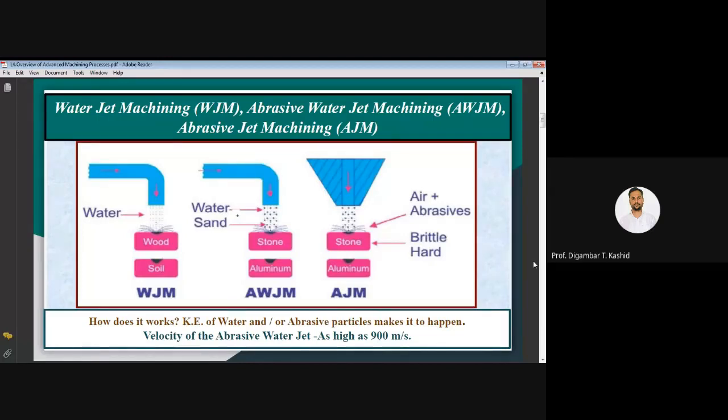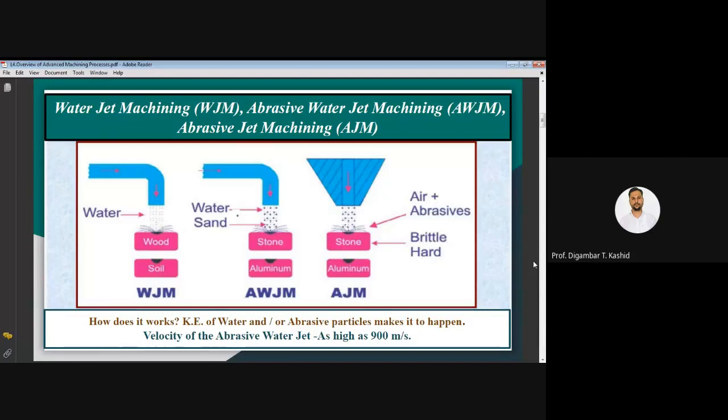Here also, the kinetic energy of the water, along with the abrasive particles, when it strikes the workpiece, which may be harder than that water stream, makes it happen to remove the material from the workpiece. So this is called abrasive water jet machining. Very simple funda: the kinetic energy of water makes it happen to remove the material.